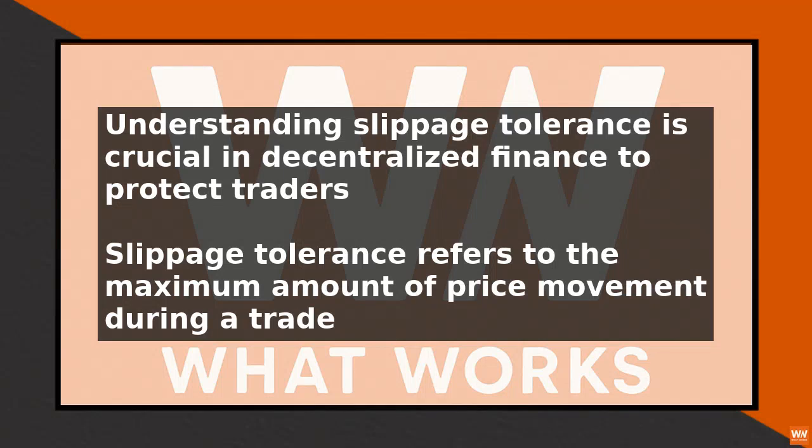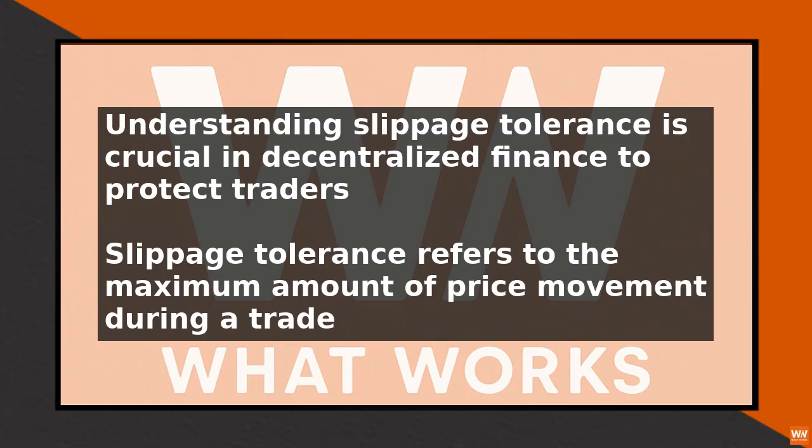To use the SDK for Uniswap slippage tolerance, start by understanding what slippage tolerance is. Slippage tolerance refers to the maximum amount of price movement that can occur during a trade before it is cancelled. This is crucial in decentralized finance as it helps protect traders from significant losses due to price fluctuations.